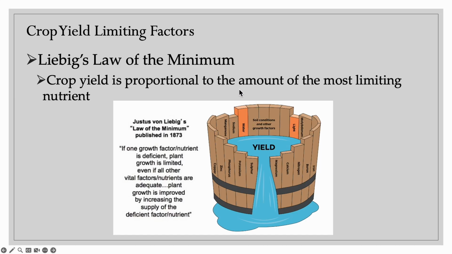All right, so this brings us to our nutrients and why we need to make sure that we are optimizing our crop production. Liebig's law of the minimum is basically saying that if you have a nutrient that is deficient, the crop yield will only be proportional to the amount of that limiting nutrient.